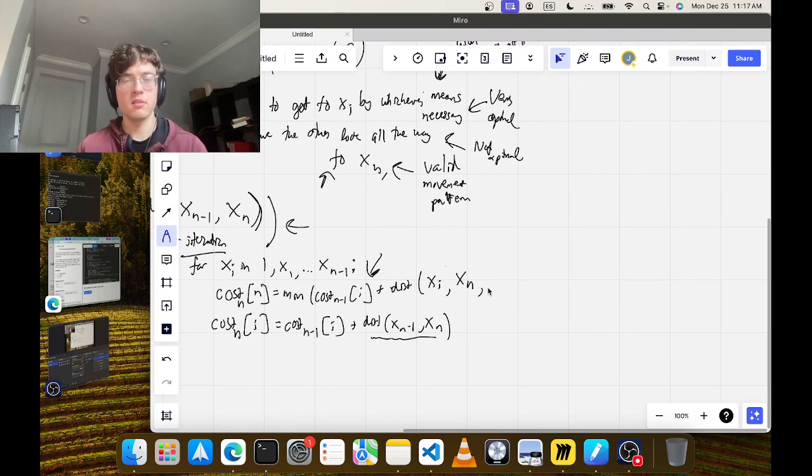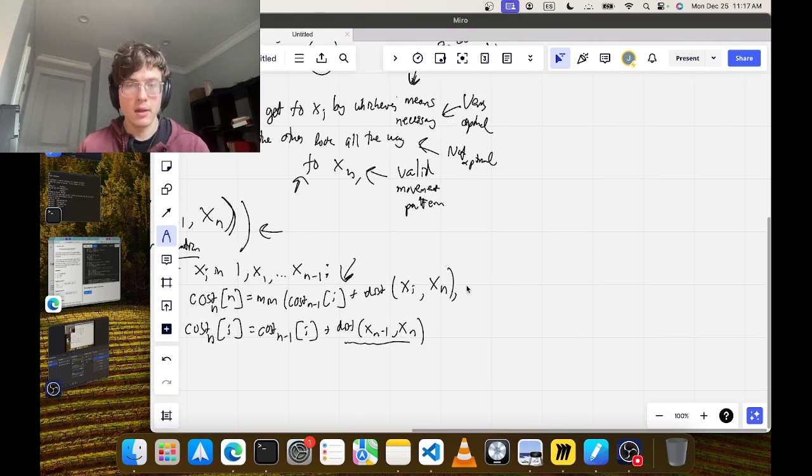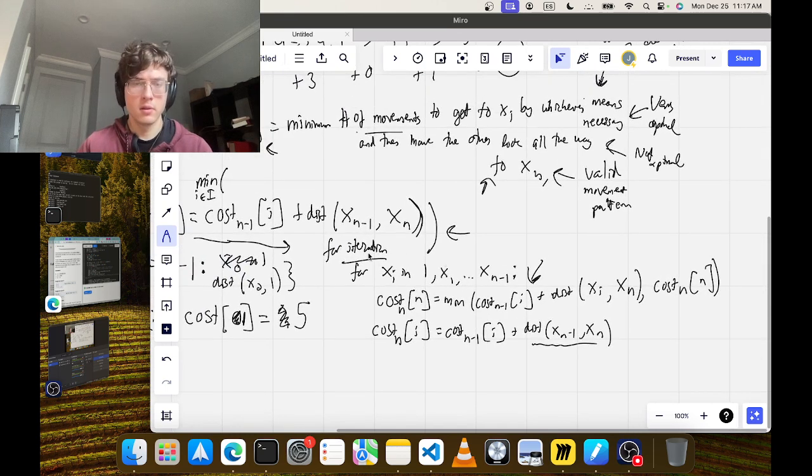Make sense? And so this is the minimum. We're doing this over all the possibilities of xi. So we're going to take the minimum with itself so that we get the smallest possible value. So this is pretty much our solution right here.